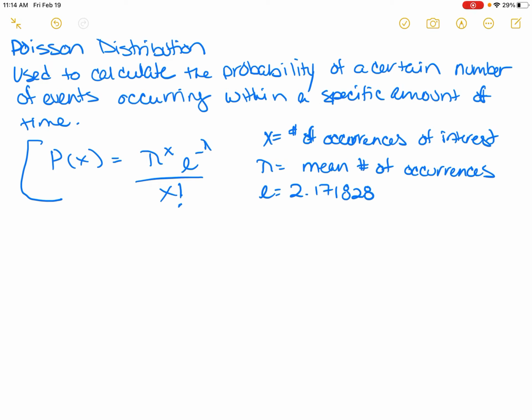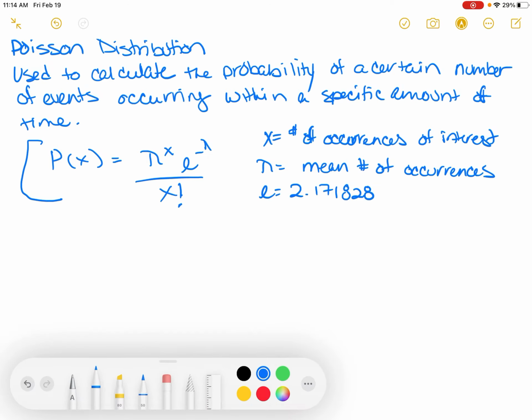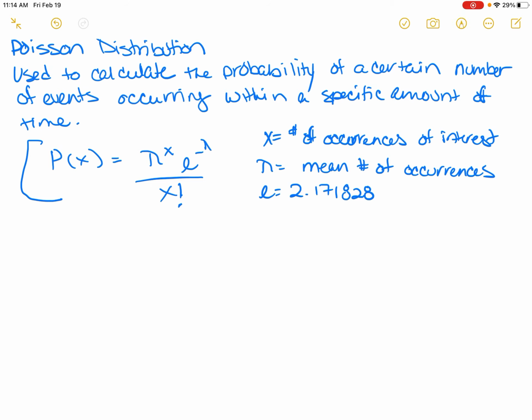The author talks about playing a round of golf, and Brian is the golfer he's referring to. The mean number of balls that Brian would lose during a round of golf is 4.2. So he's telling us that in this particular problem lambda is equal to 4.2, because that's the mean number of balls that Brian will lose. And he wants to know what is the probability that Brian will lose 2 balls during a round of golf.